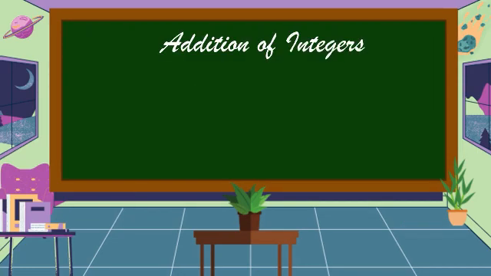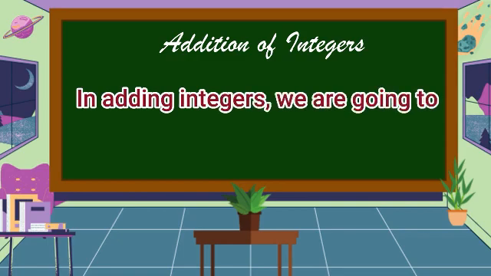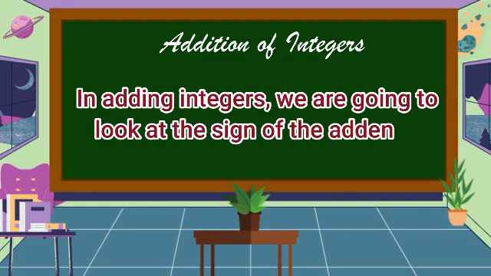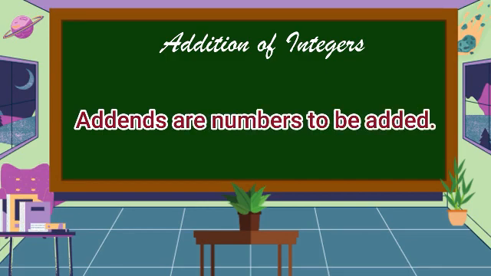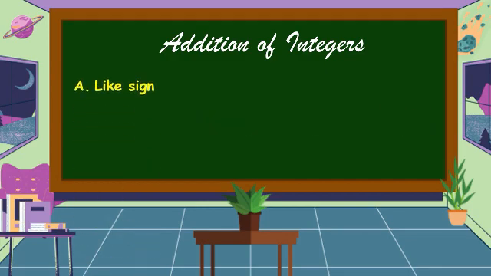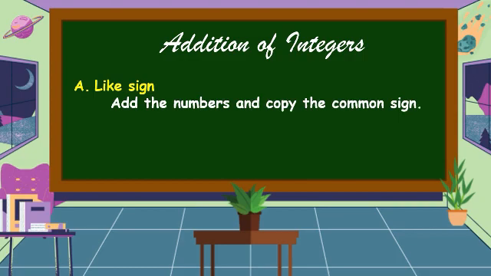Okay, let's have addition of integers. In adding integers, we are going to look at the sign of the addends. When we say addends, these are numbers to be added. If they have like sign or the same sign, add the numbers and copy the common sign. For example, positive 10 plus positive 8.